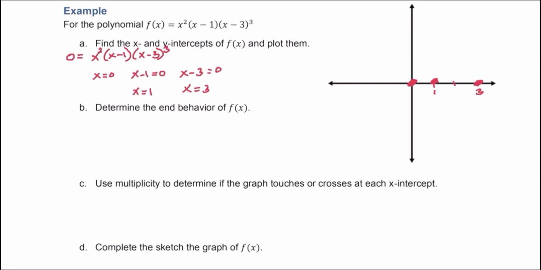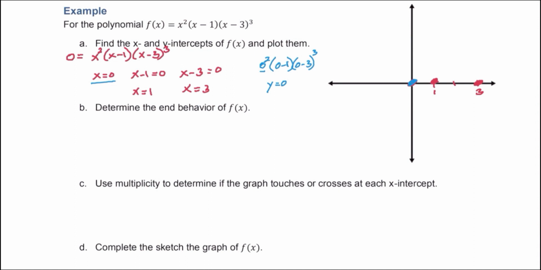Up next, we'll find the y-intercept, and if you notice, the first x-intercept was 0, therefore the y-intercept automatically has to be 0. But if we were doing it algebraically, to find the y-intercept, we simply make all of the x's 0. So we have 0 squared, 0 minus 1, and 0 minus 3 cubed. Notice that that first 0 will give us a product of 0, meaning y is 0. Up next, we will look at end behavior.